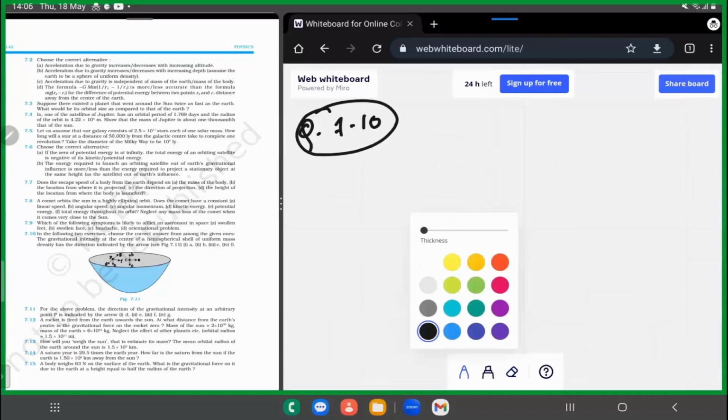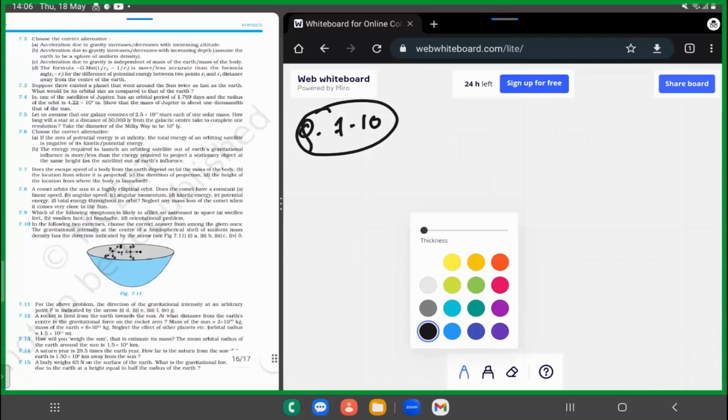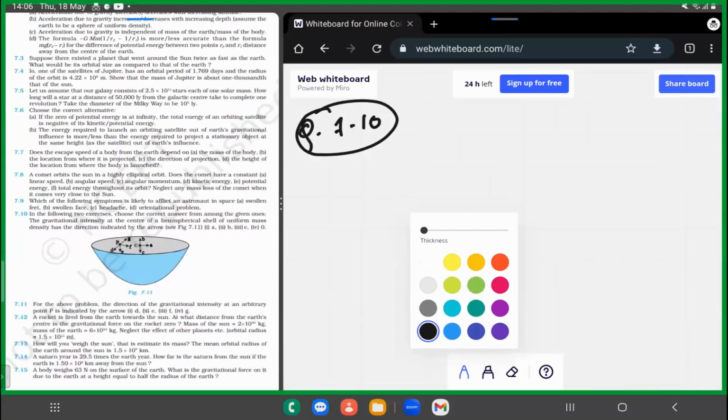If I read question number 10, it says that in the following two exercises, choose the correct answer from among the given ones. The gravitational intensity at the center of the hemispherical shell of uniform mass density has a direction indicated by the arrow A, B, C, and 0. So basically, you have to tell the direction of the gravitational field at the given points.